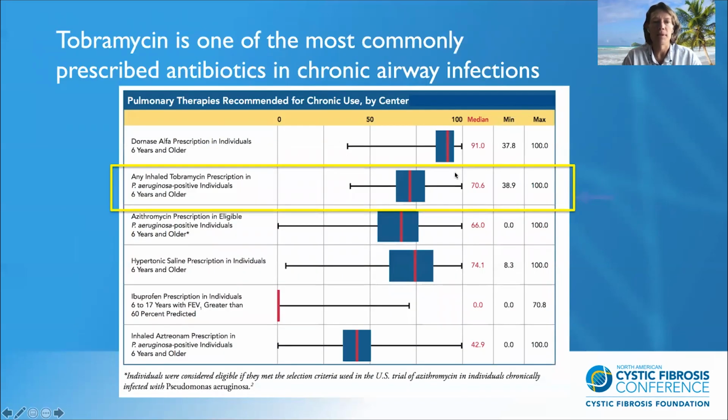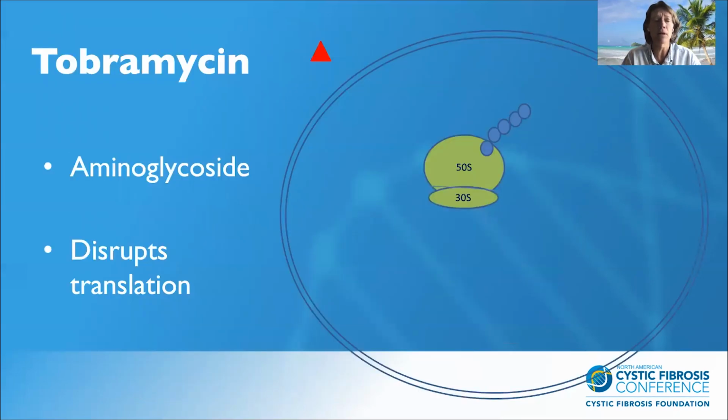Tobramycin is one of the most commonly prescribed antibiotics in chronic airway conditions. In fact, the microbes are bathed in a periodic dosage of tobramycin. It's an aminoglycoside that disrupts translation, and what it typically does is bind and interfere with translation, prevents growth, and leads to death.